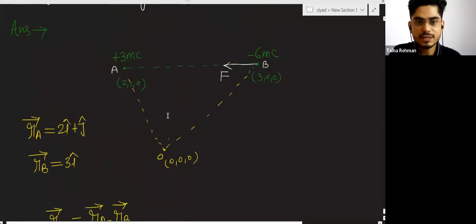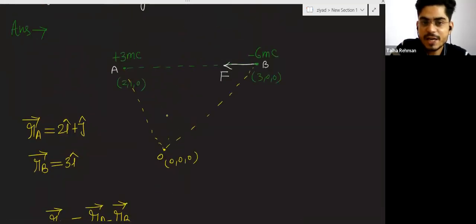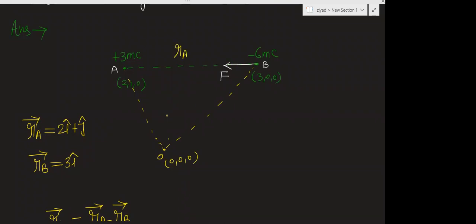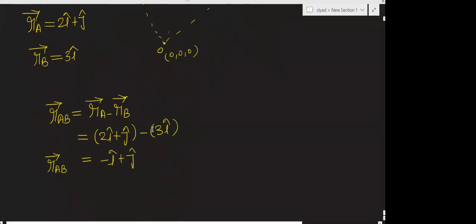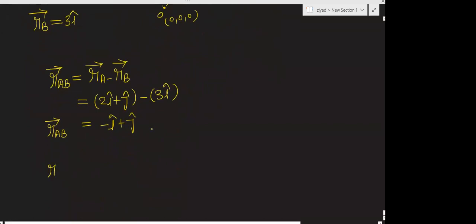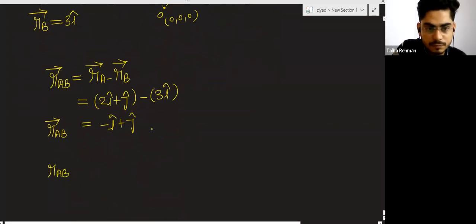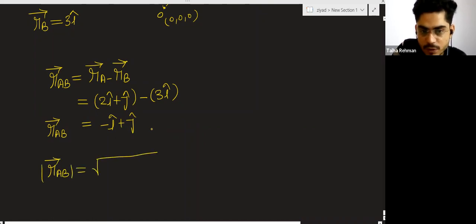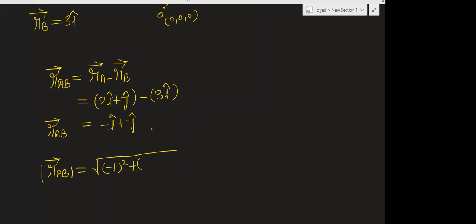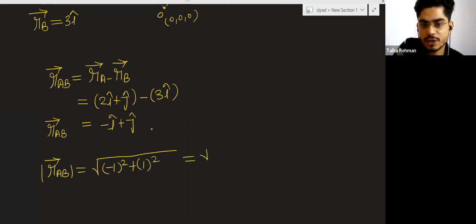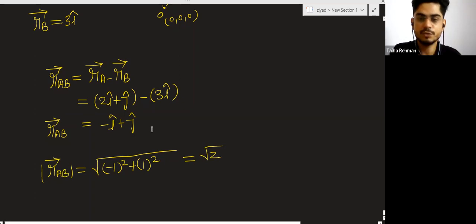Now what is RAB? RAB is the distance between 2 points. If you take the magnitude of this, that is the distance between 2 points, I have told you. So calculate the magnitude of RAB. For the magnitude, you take the square of the coefficient of this: minus 1 square, and the coefficient of this is 1, so you write 1 square. Then you will get under root 2.